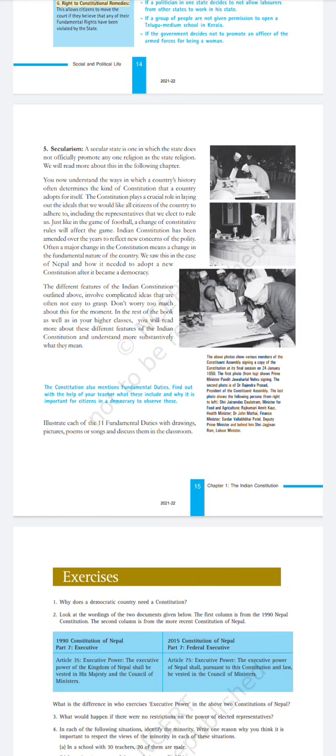The different features of the Indian Constitution outlined above involve complicated ideas that are often not easy to grasp. Don't worry too much about this for the moment. In the rest of the book, as well as in your higher classes, you will read more about these different features of the Indian Constitution and understand more substantively what they mean. The Constitution also mentions fundamental duties. Find out with the help of your teacher what these include and why it is important for citizens in a democracy to observe these. Illustrate each of the 11 fundamental duties with drawings, pictures, poems, or songs and discuss them in the classroom.